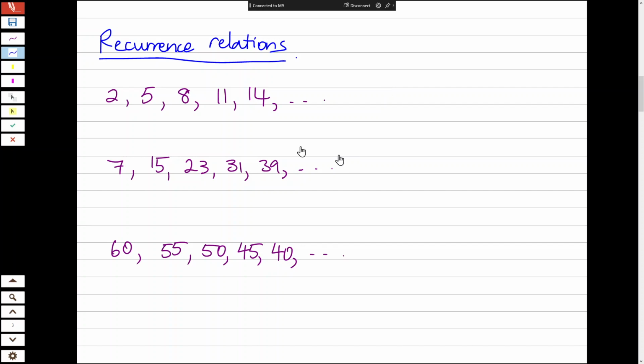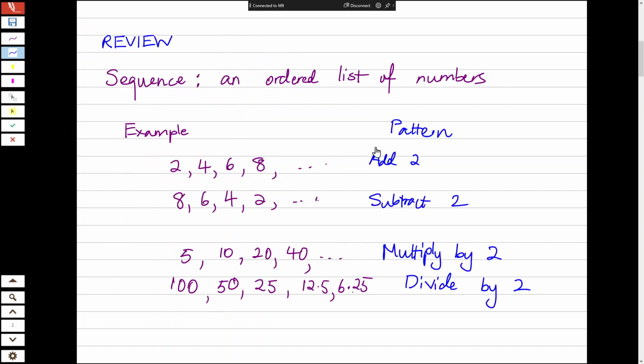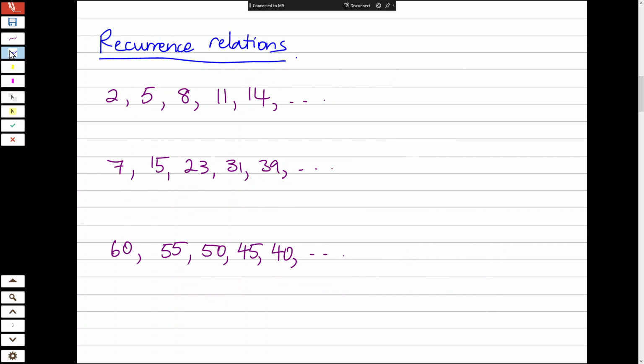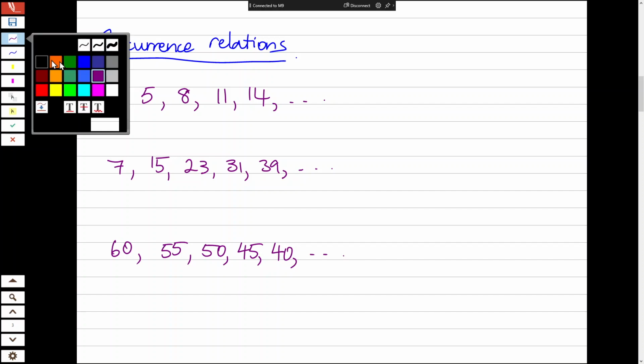Okay. So, let me go back a step. Does anyone remember from last year what a recurrence relation was? T n plus 1. Okay, good. All right, so you haven't forgotten everything. That's a good sign.